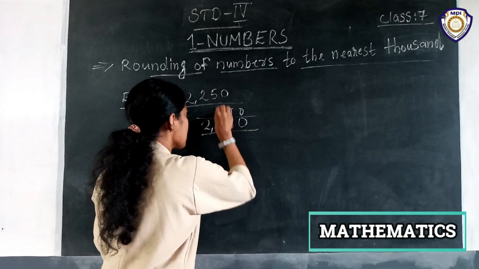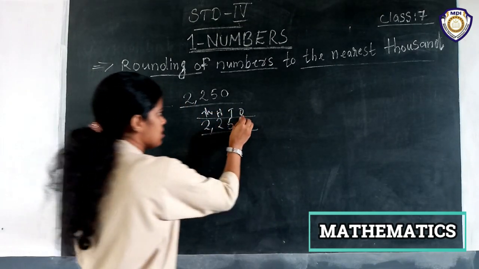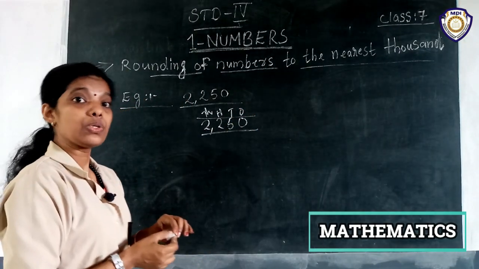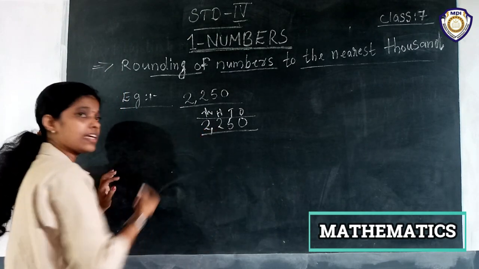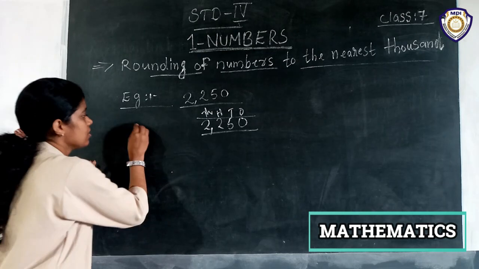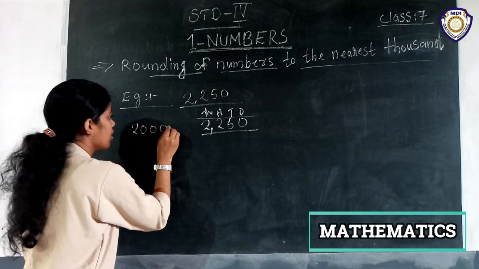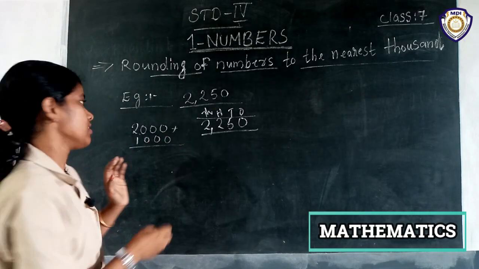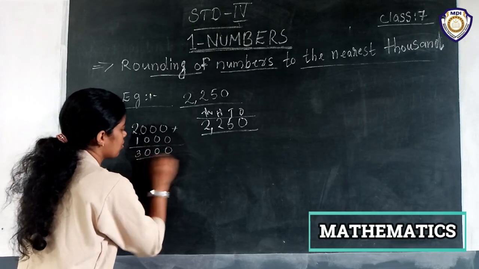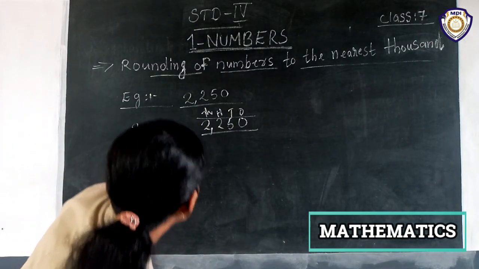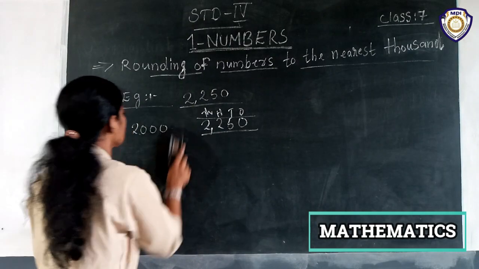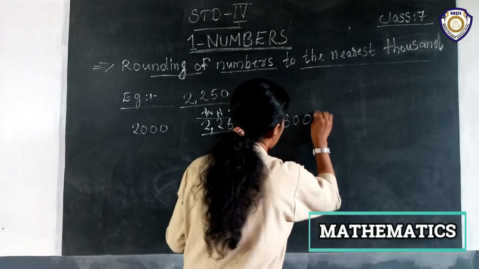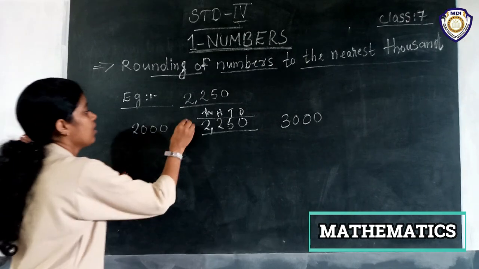Ones, tens, hundreds and thousands. 0 is in the ones place, 5 is in the tens place, 2 is in the hundreds place, 2 is in the thousands place. Consider the first digit 2. 2 into 1000 is 2000, plus 1000, because it is the case of nearest 1000, is 3000. The first number is 2000 and the last number is 3000.